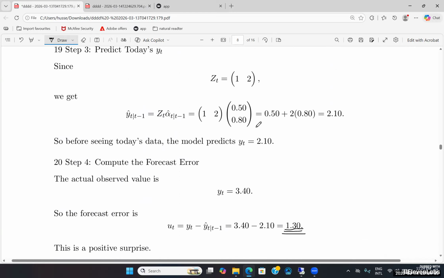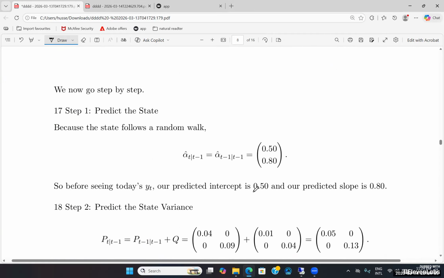If we apply this equation, we obtain a predicted value of 2.1, which, as you can see, falls significantly below the true actual value. So the error we observe here is positive, which indicates that the actual value is higher than the predicted value by a margin of 1.3. Consequently, we have underpredicted the y variable based on the model we are currently using.